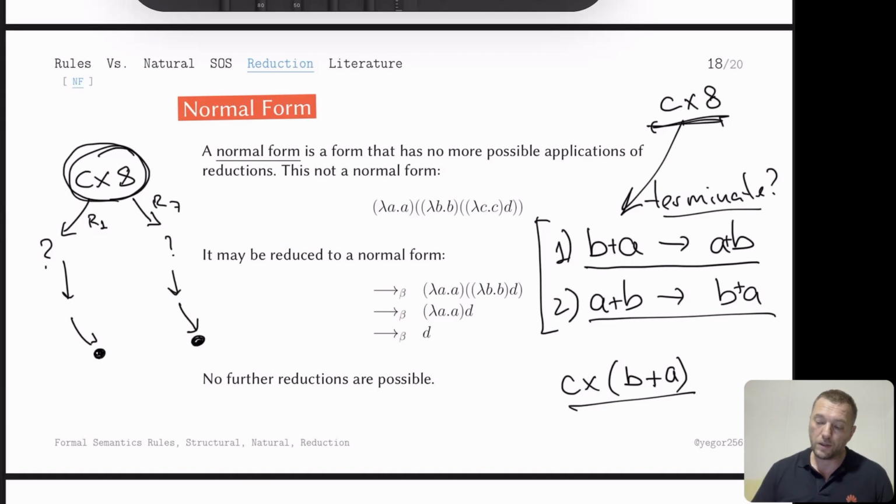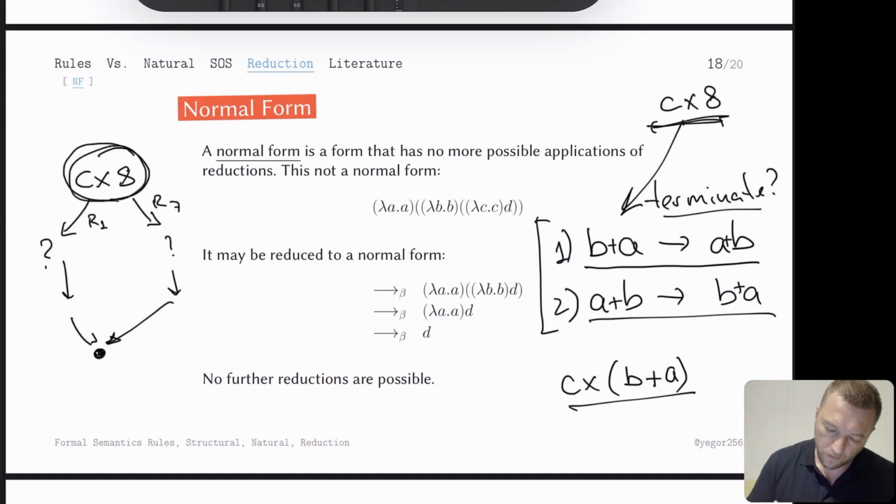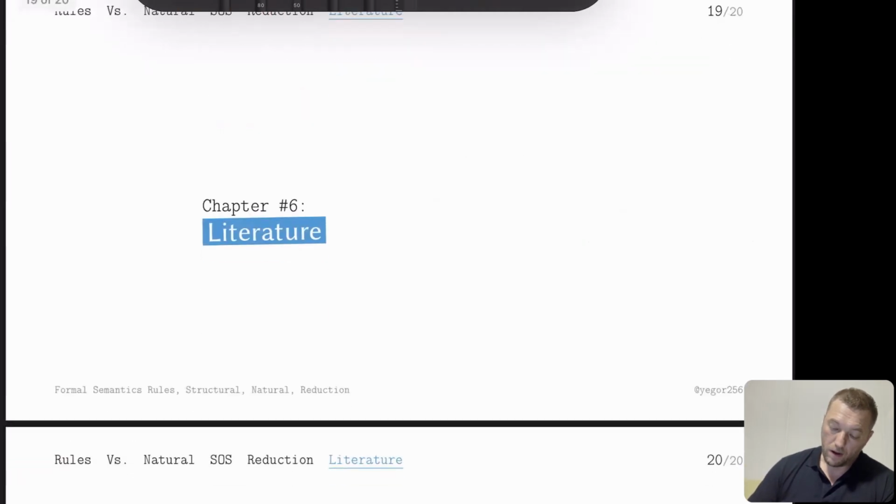So you need to prove to me that your reduction rules will always lead me to, even if they diverge, even if they go different directions, at some point they will stop at the same point. So for each expression in your language, I will have only one normal form. For this one, for this one, for all of them, I have only one normal form. Okay? This may be useful as well for your future. Okay, I finished with this.